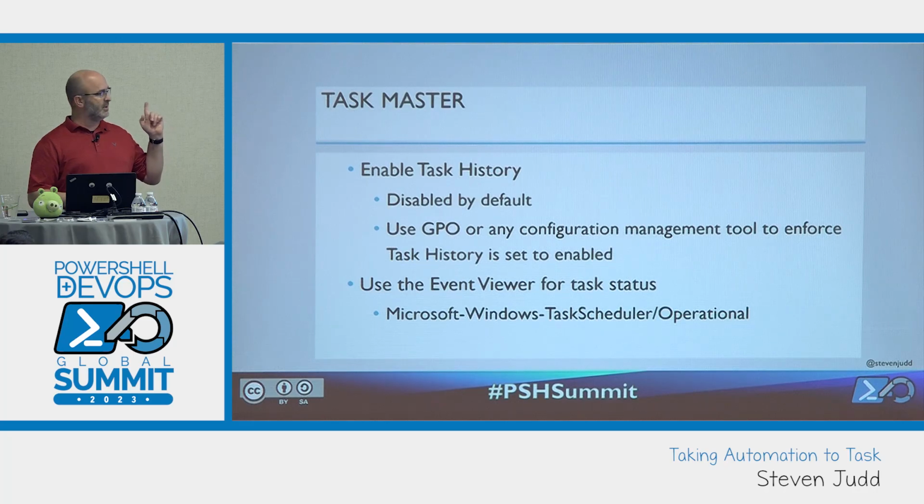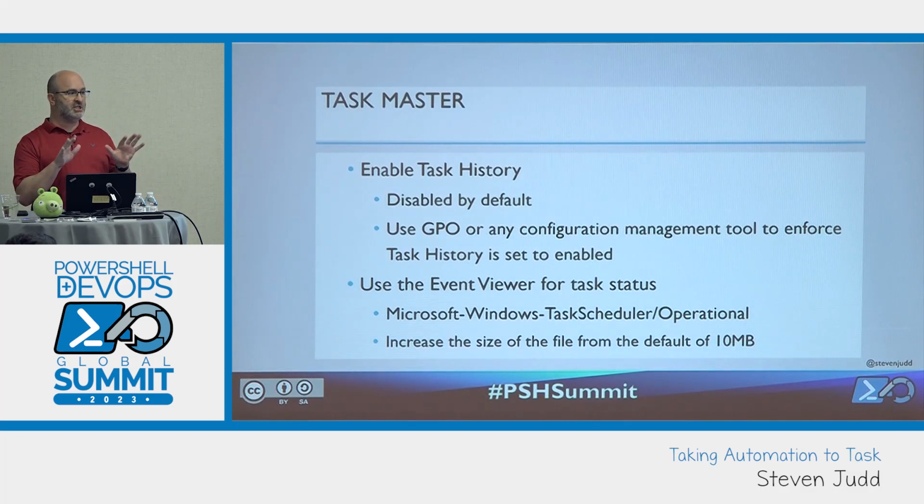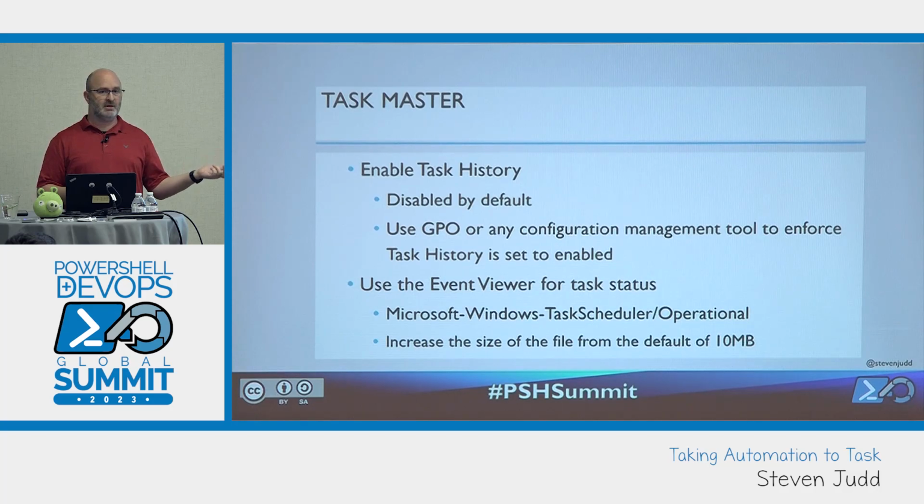Finally, this is where those events go. It's in the Microsoft Windows Task Scheduler /operational. And I think, yeah, one more thing. I recommend also that you increase the size. Tasks are noisy. They like to chit-chat into your event log. So if you go with the default of 10 megabytes, you're going to fill that up and you may not get your history. Okay, there we go.